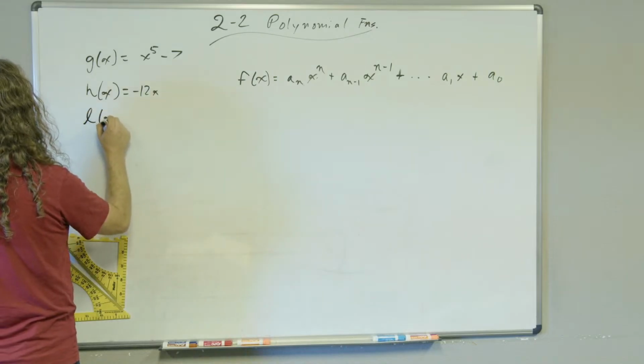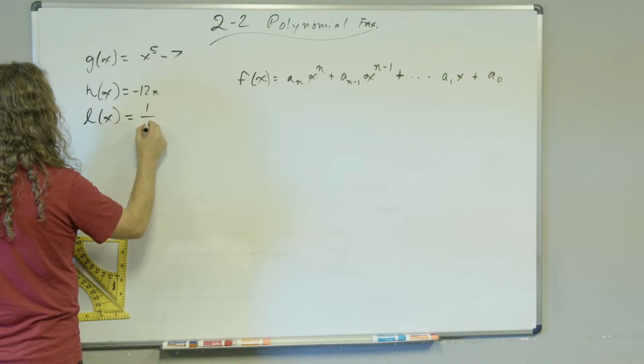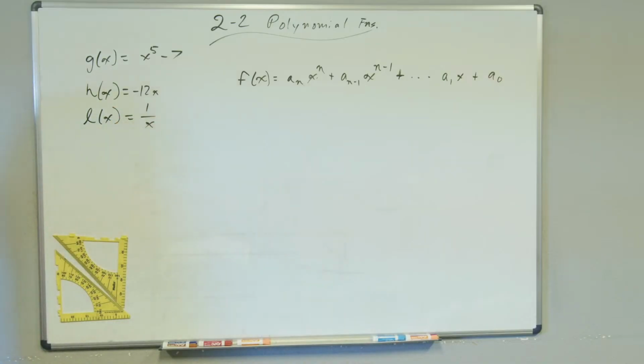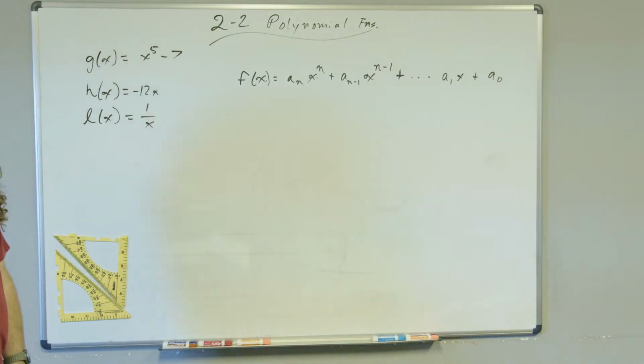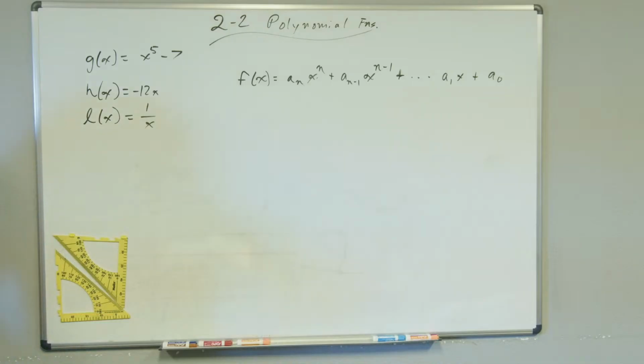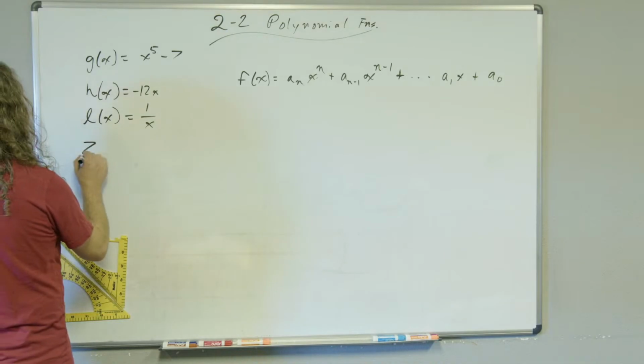Is that a polynomial function? No. That's a reciprocal function. Why is that not? Because it's in a fraction. Because it doesn't have all positive exponents, right? On the variable, specifically, not the numbers. Right. What about this one?